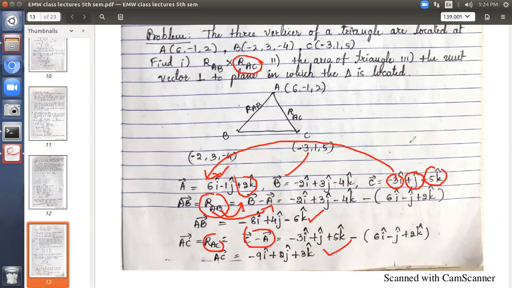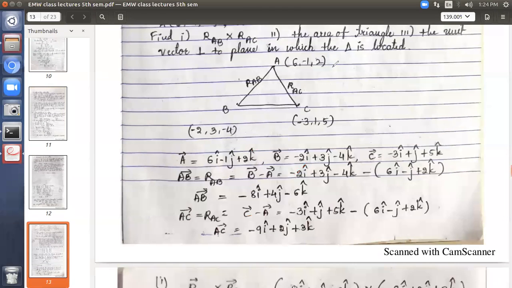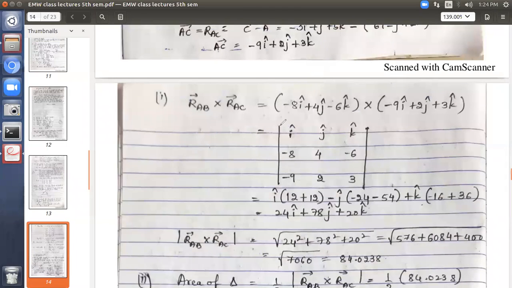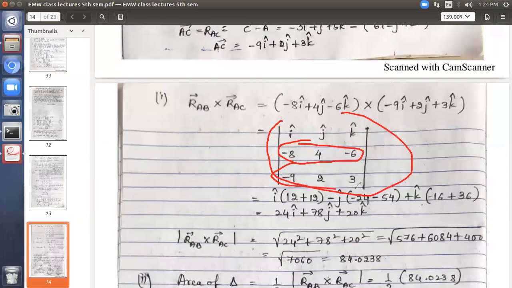Now you can calculate the cross product. Take this ijk, first vector coefficients, second vector coefficients, calculate it, you will get this. I hope you know how to calculate the determinant. If you don't know, please ask me, I'll solve it. Else I'll continue. You know how to calculate the determinant, right?